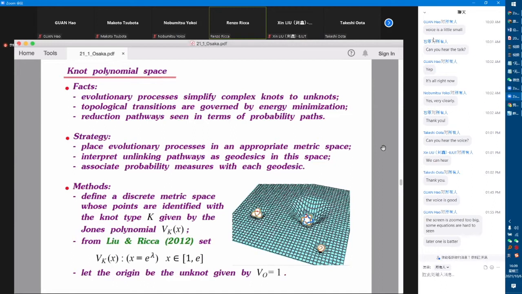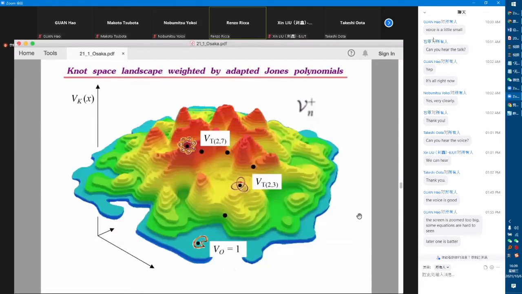Now I'm going to show you a different picture, because as I said, you see here the picture shows that the more complex knot is like a big mass that is modifying our metric space. But in actual fact, we want to consider a cascade from that. So a better picture may be represented by this landscape where big knots are given by, if you like, one over the number that you get from the Jones polynomial. So they stay on peaks. And the idea, these black dots represent different knot types. And as we decrease complexity, then we can interpret these unlinking pathways as possible pathways down to the unknot.